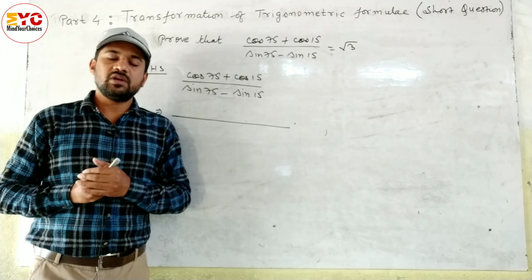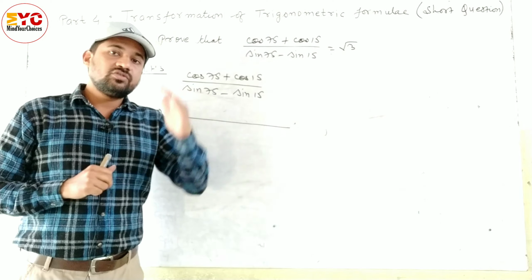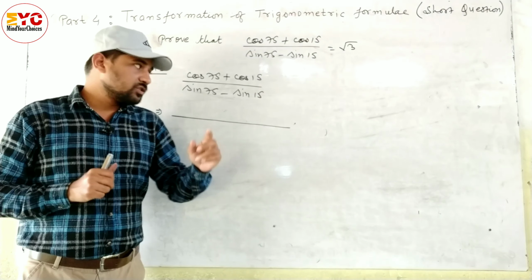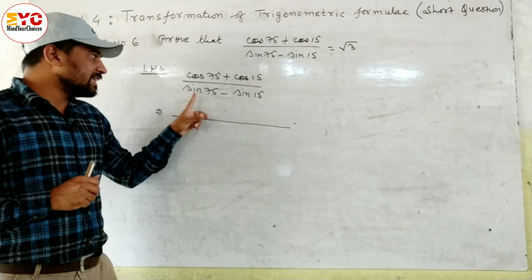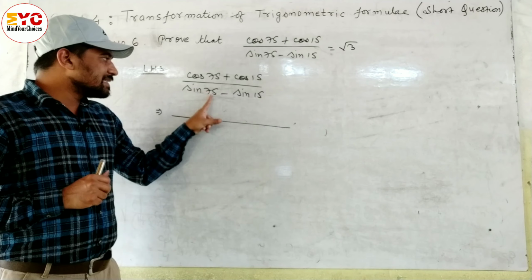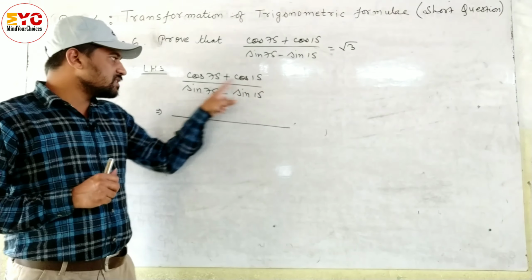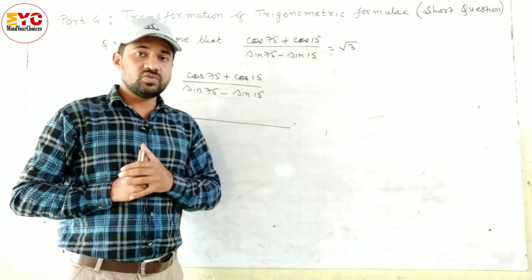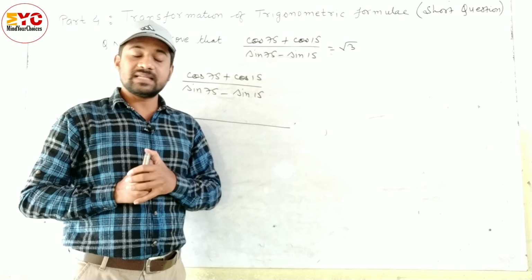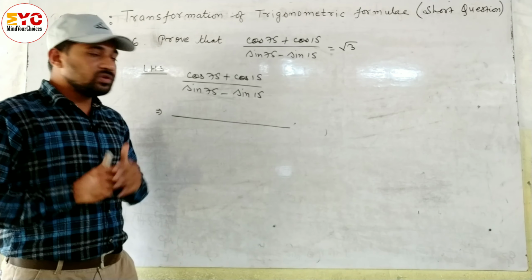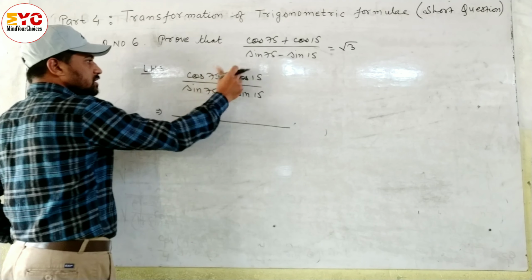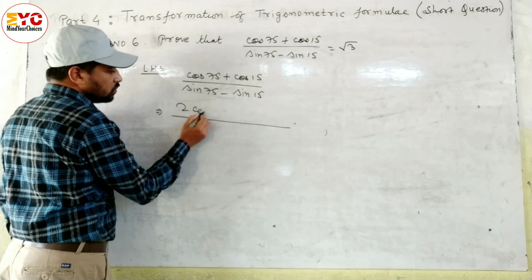And what is the formula of cos c plus cos d? 2 cos (c plus d) by 2 cos (c minus d) by 2. Similarly, you can see in the denominator sine c minus sine d. This is in the form of sine c minus sine d. The formula for sine c minus sine d is 2 cos (c plus d) by 2 sine (c minus d) by 2. So you have to remember formulas, very important.